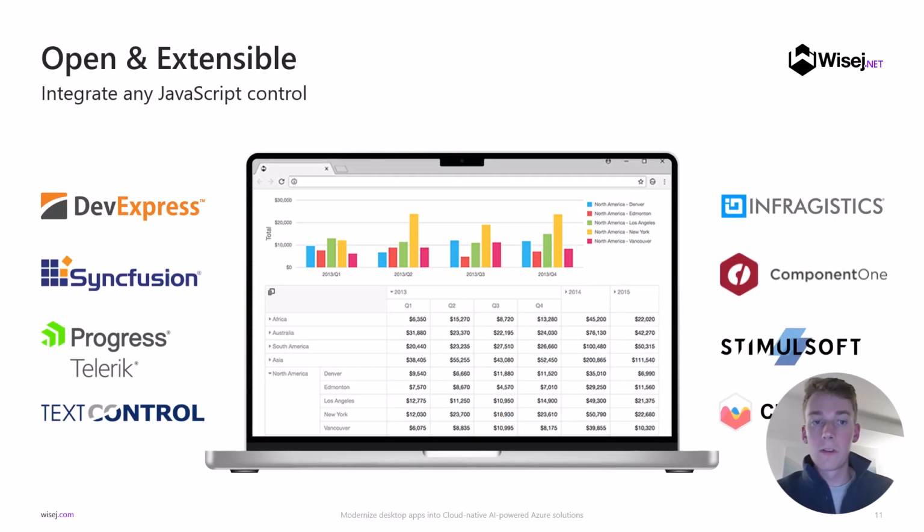There's about 100 plus controls out of the box available in Wisej, but if one of those, or if all of those don't quite meet your needs, there's control sets for DevExpress, Syncfusion, Progress. All of the major component vendors have control sets available in Wisej.NET. And you can drag and drop the controls from these vendors onto the designer and configure every aspect of them without having to touch HTML, JavaScript, or CSS.